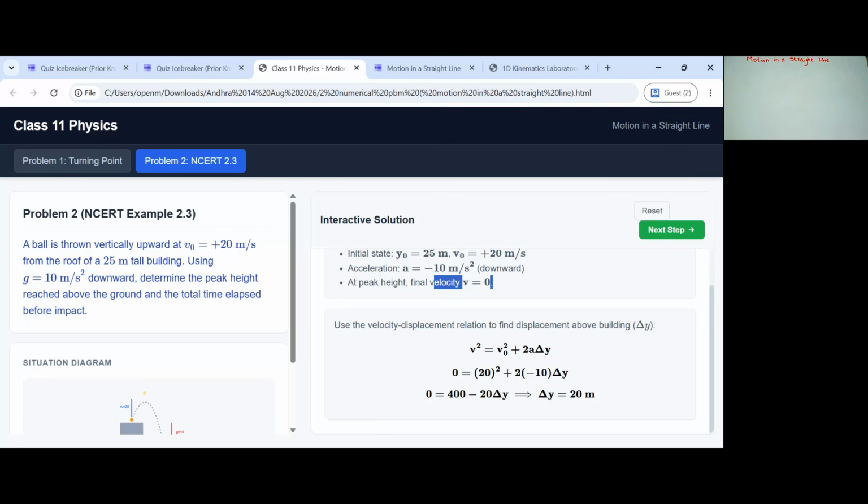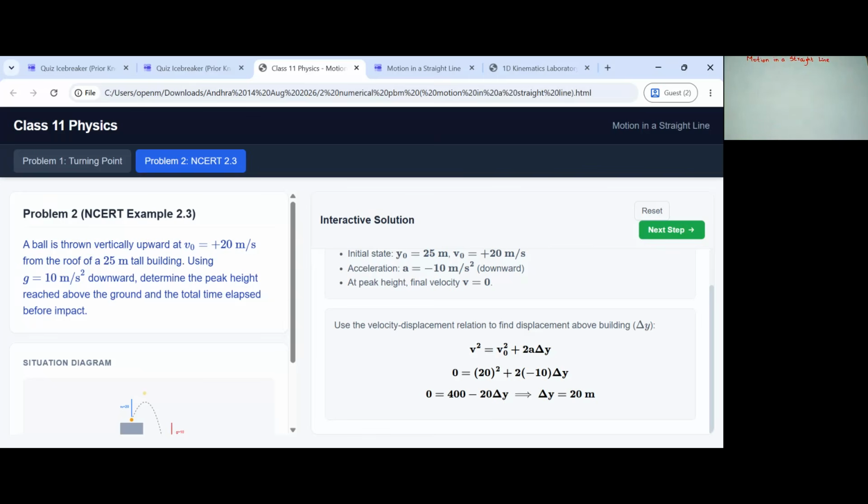Use the velocity displacement relation to find the displacement above the building, del y. We know the formula v squared equals v naught squared plus 2a del y. We want to find distance, and we know velocity and acceleration, but we don't know time yet. So we use the equation that does not need time. That's why I am taking this equation, because we don't know time yet.